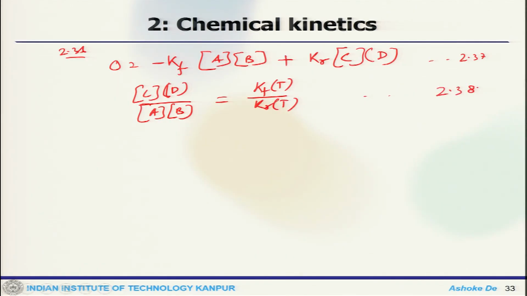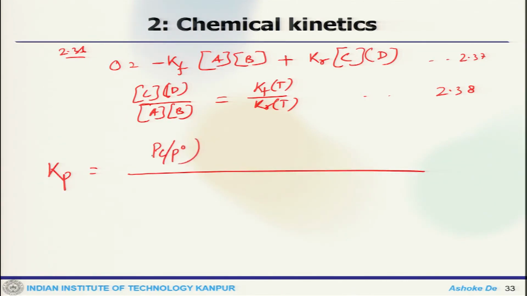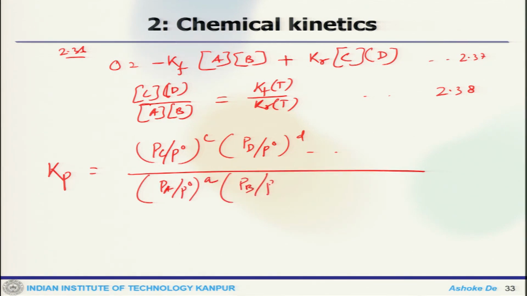We have already defined the equilibrium constant as Kp equals (Pc by P naught) to the power c times (Pd by P naught) to the power d, divided by (Pa by P naught) to the power a times (Pb by P naught) to the power b. This is how you have defined it. Now molar concentration can be related to the mole fraction, and that we will actually look at in the next lecture. So, we will stop here today.